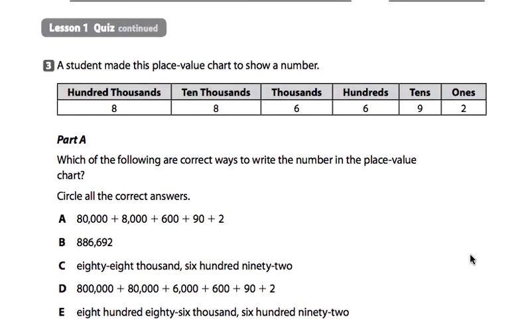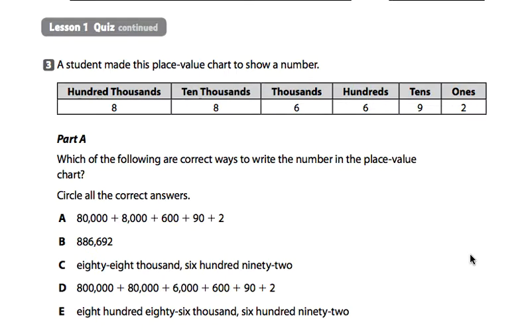All right, let's take a look at number 3. It says a student made this place value chart to show a number. All right, I see the place value chart. It's got 100,000s, 10,000s, thousands, hundreds, tens, ones. Part A, which of the following are correct ways to write the number in the place value chart? So this number, if you put it together into just a number rather than being in a place value chart, what are all the correct ways that you could write that?